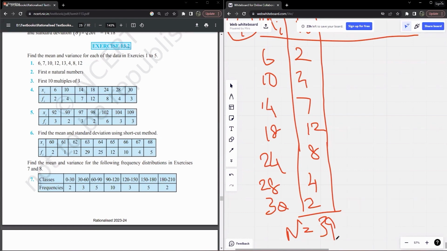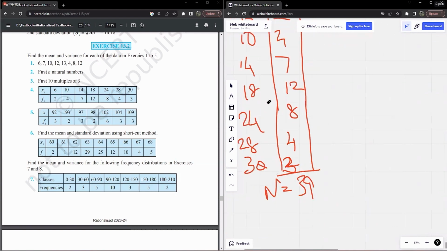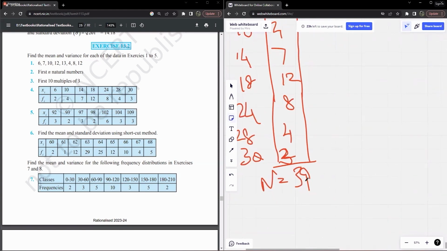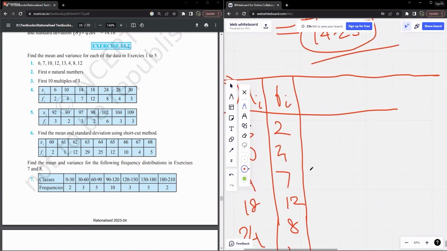Right. And 2, 4 is 6, 6, 8 is 14, 14, 12 is 26, 26, 7 is 33. Okay. Oh, wait, this is 3. Where was that? This point. So that's sigma FiXi. Yeah. Again, right?